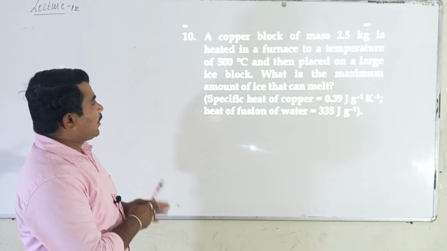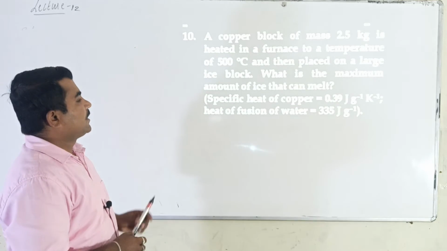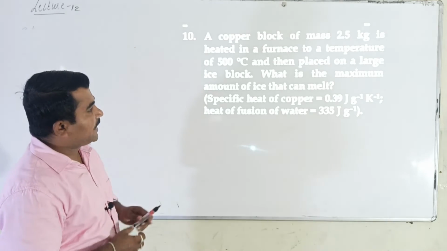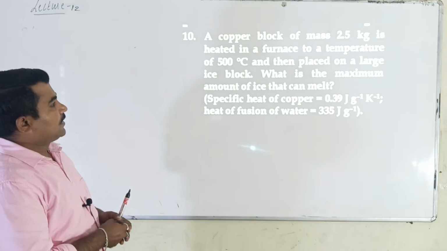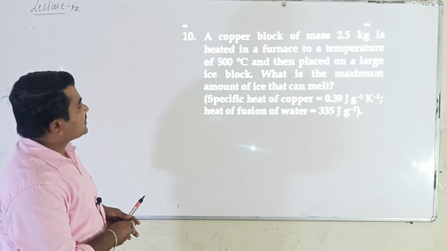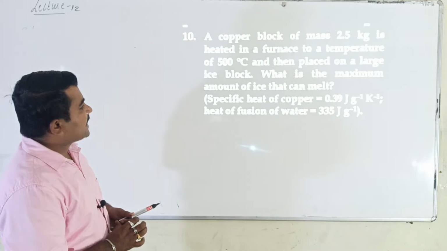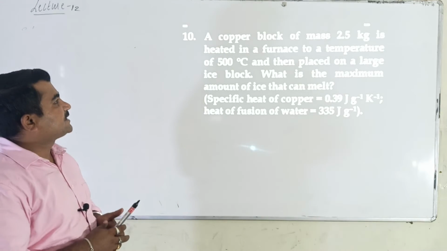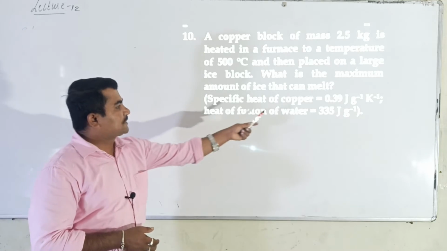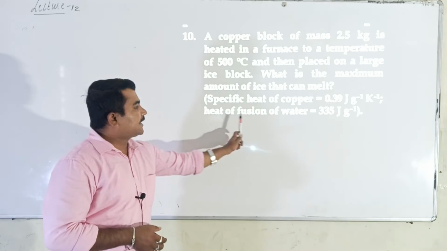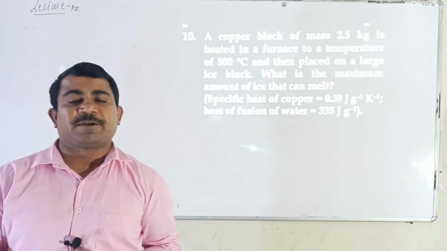A copper block of mass 2.5 kg is heated in a furnace to a temperature of 500 degrees Celsius, then placed on a large ice block. What is the maximum amount of ice that can melt? Specific heat is given and latent heat of water is given. The question is very simple here.